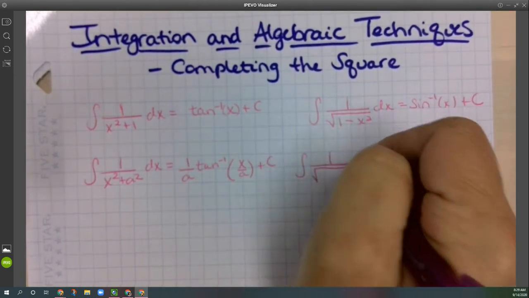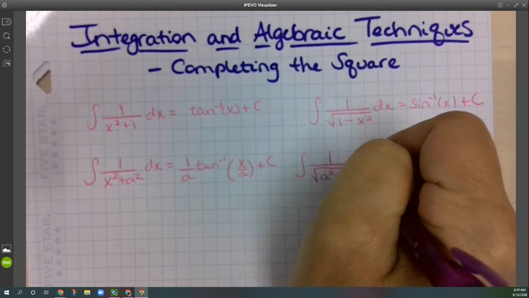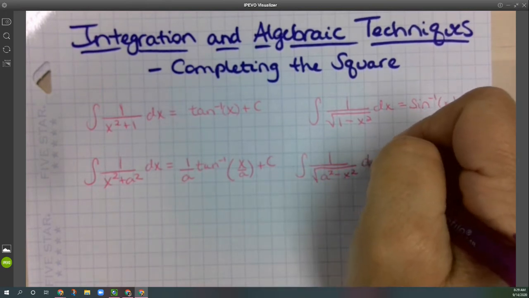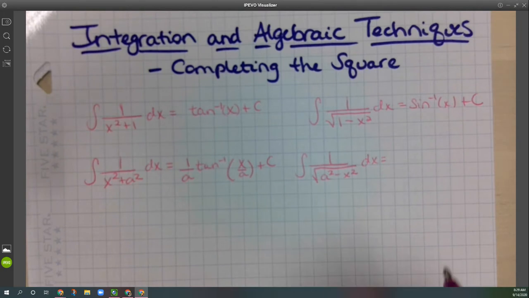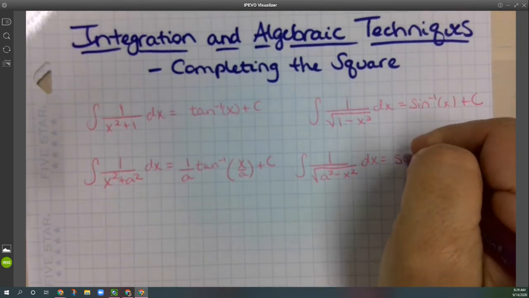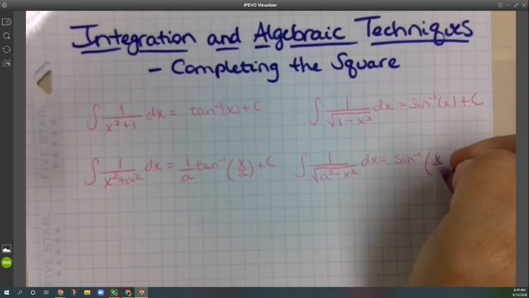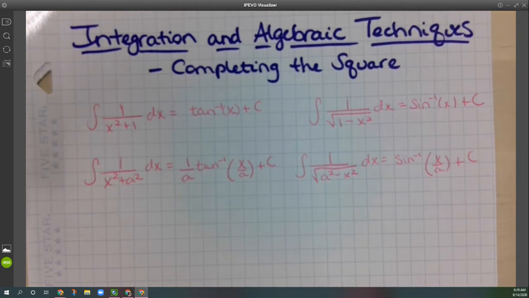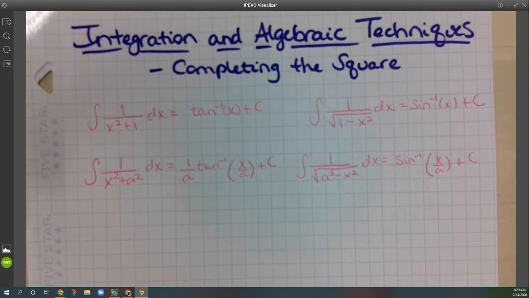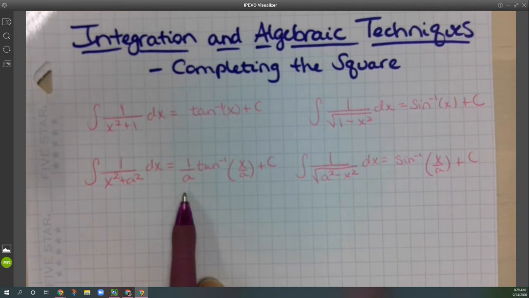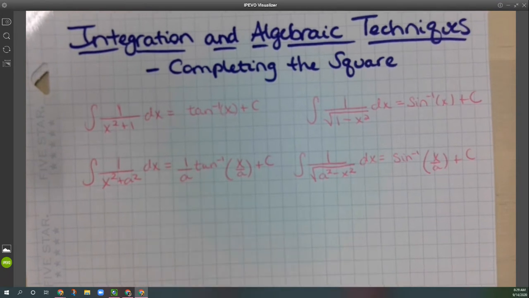And then similarly, if we had 1 over square root of a squared minus x squared, this is inverse sine of x over a plus c. And hopefully at this point you're wondering, why is there not a 1 over a in front of the inverse sine like there is for the inverse tangent? Those are questions we should be asking, and hopefully I'm going to answer those for you before we finish this video.